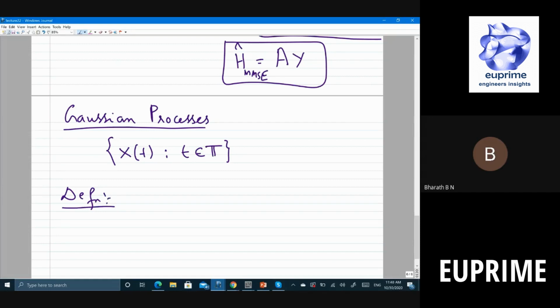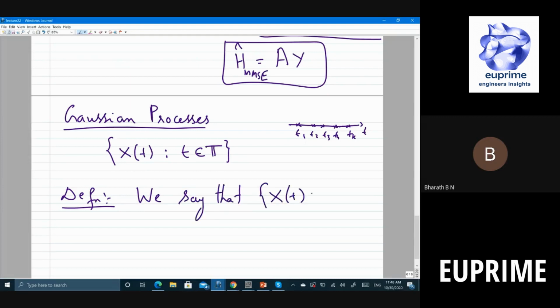Let's say this is your time axis, think of T as time. You pick certain time instances, k of them, t1, t2, t3, t4, and so on. And if you look at x of t1, x of t2, x of t3, and so on, x of tk, those are random variables. A collection would be a random vector. So if that random vector is jointly Gaussian distributed, no matter what k and what these instances are, then we say that the process is a Gaussian process.